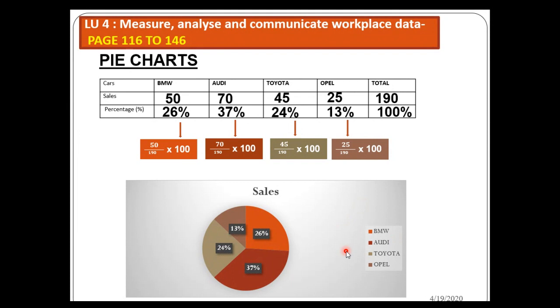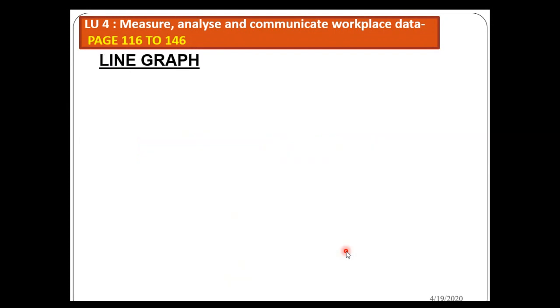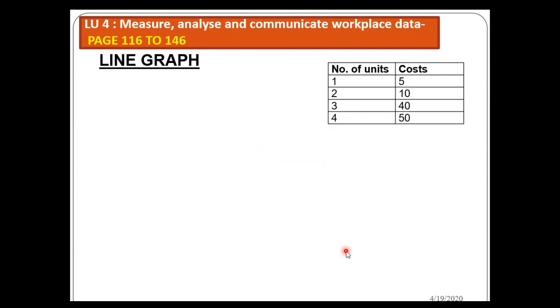Okay. Let's continue to the line graph. Again, line graph, guys, is very much important. It's easier to plot. Again, you need to have the points that you're going to plot on that particular graph. So we need to have the number of units, for example, here, and the cost for those units. So a line graph has got two axes. We've got the y-axis and the x-axis. So you must have where we plot our units and where we plot our costs.